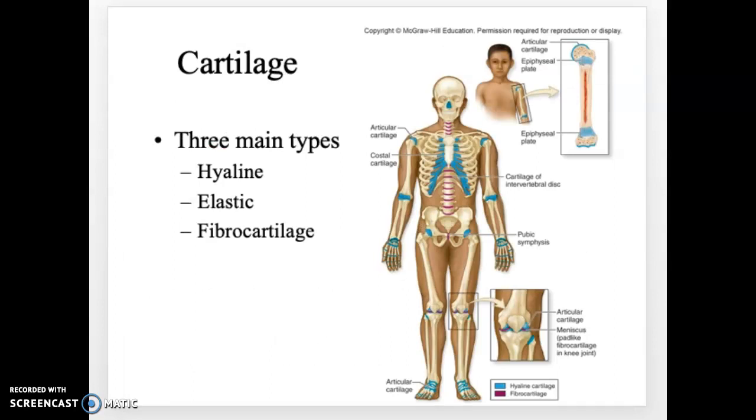So 3 types: hyaline, elastic, and fibrocartilage. We will go through each. On this picture you can see in teal blue, that's all the places that you see hyaline cartilage. And then in purple, like in the back, those are fibrocartilage locations.